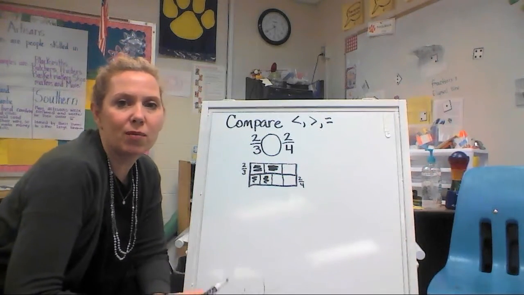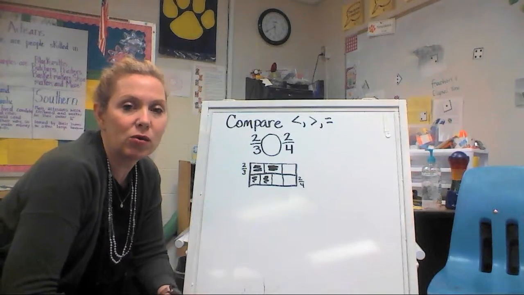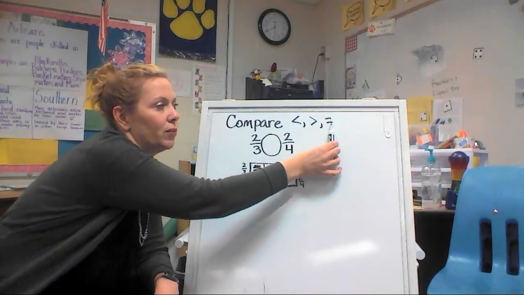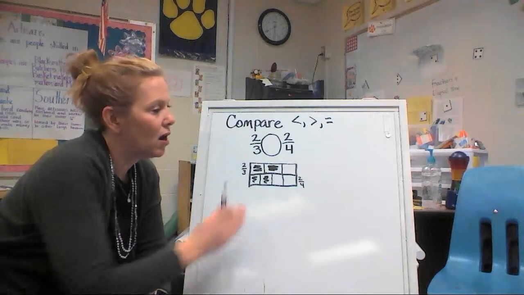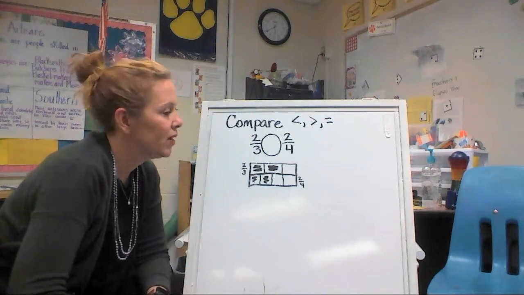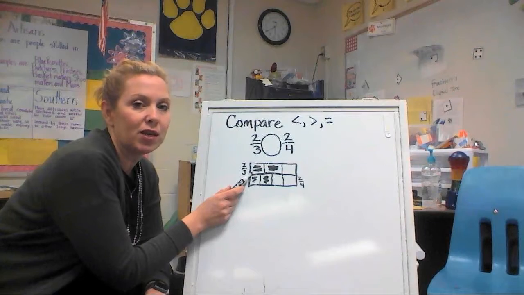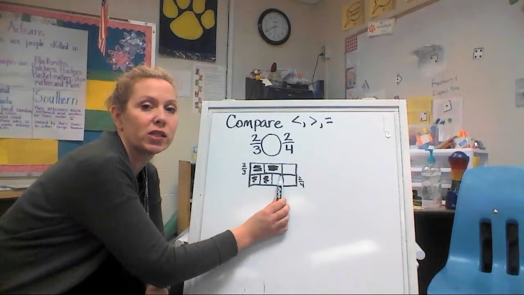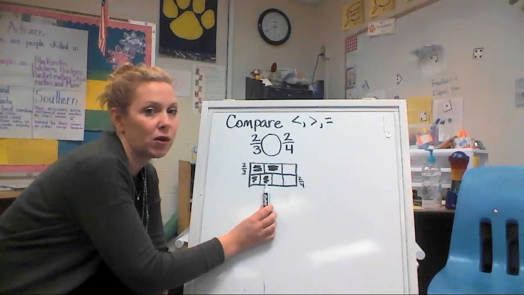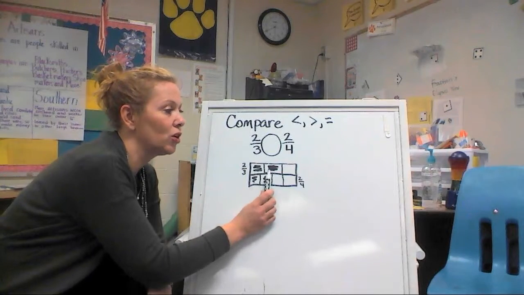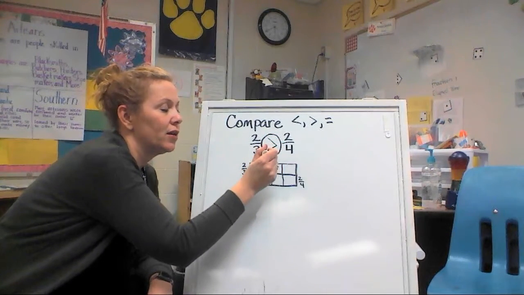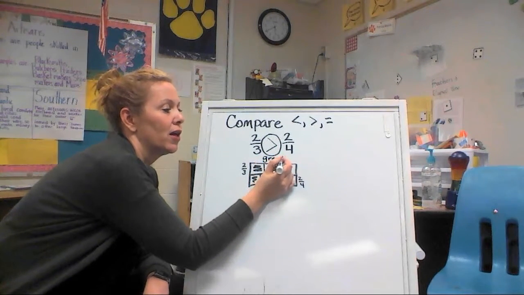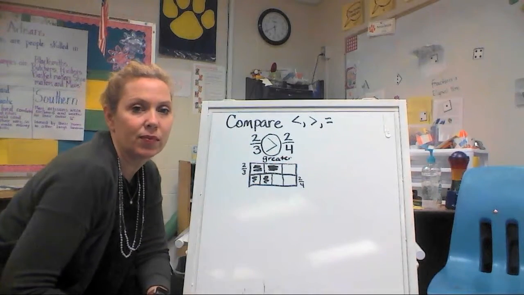So when we talk about using our comparison symbols, we know this is less than, greater than, or equal to. We want to be able to read our fraction with those symbols. So I can see here by my picture that 2/3 is greater. It covers more space than that 2/4. So I would say that 2/3 is greater than 2/4.